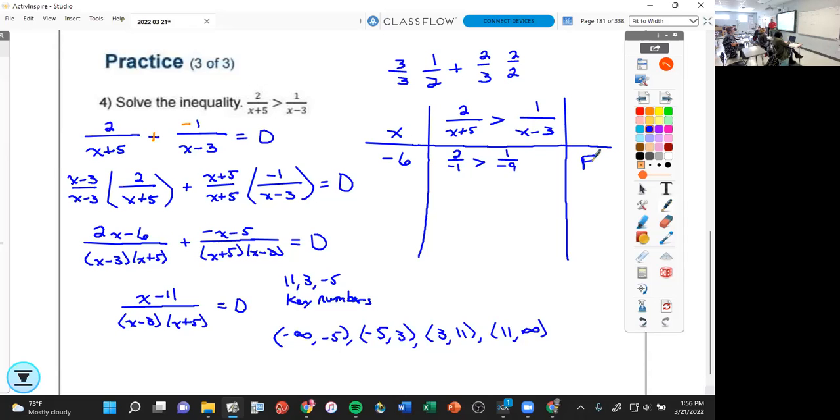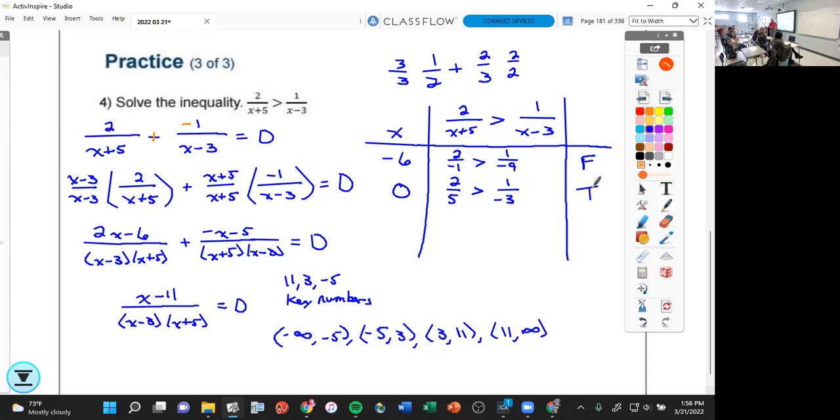I need a number between -5 and 3. Great choice. 0. That gives me 2 over 5 is greater than 1 over -3. I'm pretty sure a positive number is bigger than a negative number. This is true.